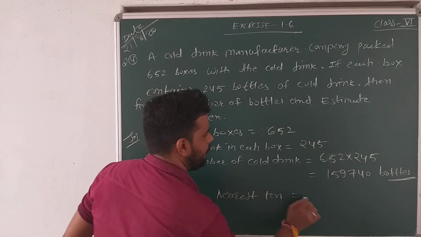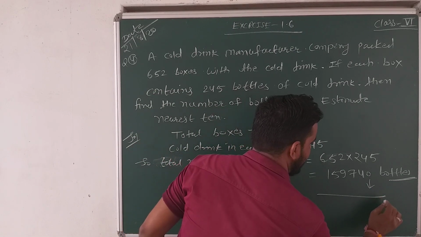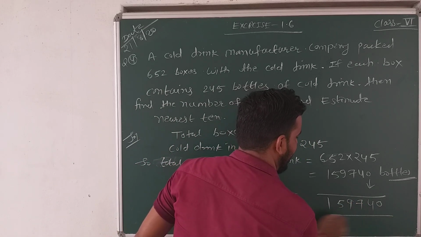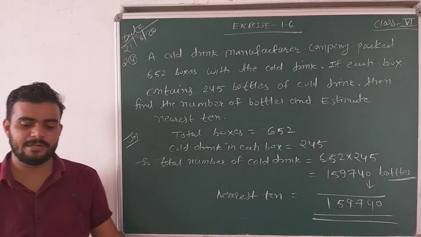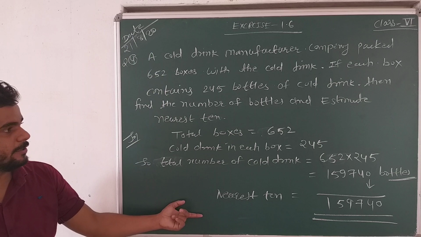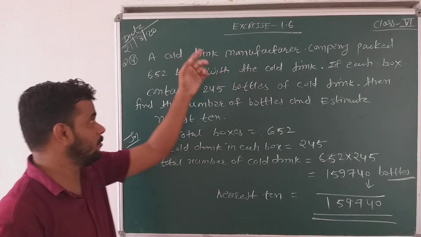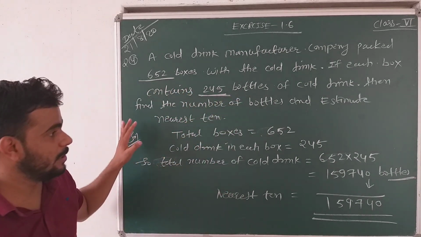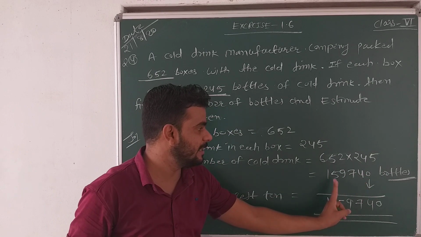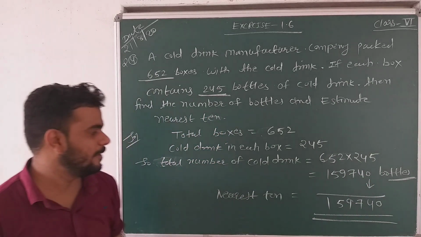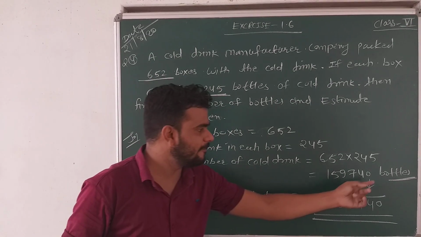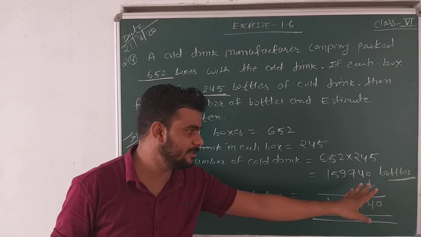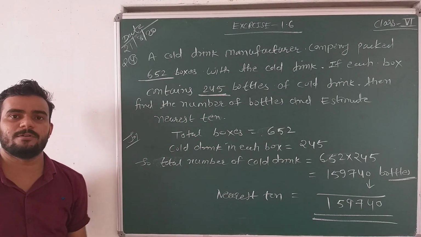Nearest 10. For the nearest 10, the first digit is 0, which is less than 5. So there is no change. So the nearest 10 is the same as it is, 1,59,740. Okay. So we are given the total number of boxes 652 and one box contains 245 bottles. So the total number of bottles is 652 multiplied by 245, which is 1,59,740 bottles. When we make the nearest 10 estimate, the first digit is 0, already less than 5, so directly we write 0 and the rest has no change. So the answer is this. Okay, take the screenshot.